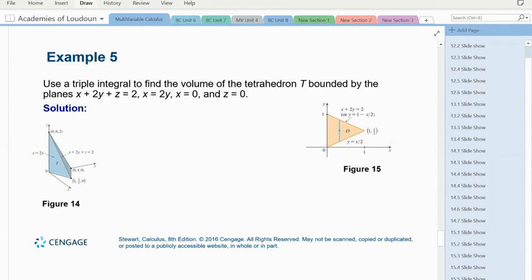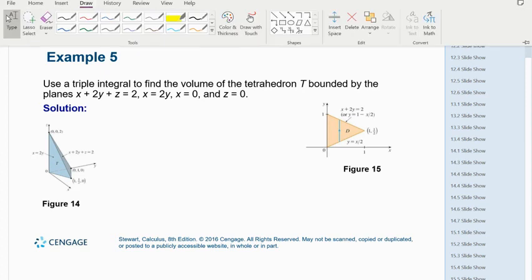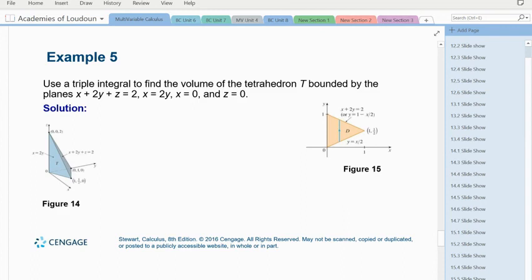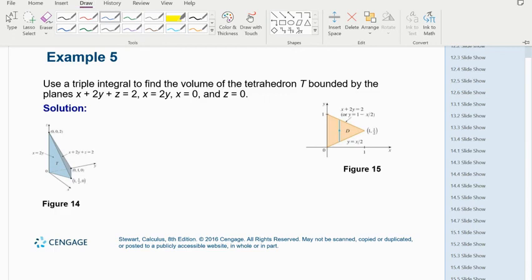So we're going to use a triple integral to find the volume of the tetrahedron T bounded by the planes x plus 2y plus z equals 2, x equals 2y, x equals 0, and z equals 0. The tetrahedron is shown in figure 14, and its projection on the xy plane is shown in figure 15. The lower boundary of the tetrahedron is the plane z equals 0, and the upper boundary is the plane x plus 2y plus z equals 2, or z equals 2 minus x minus 2y.